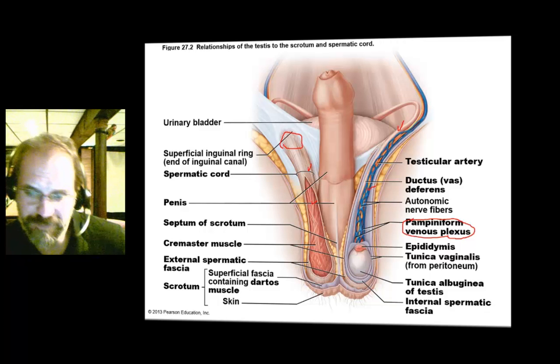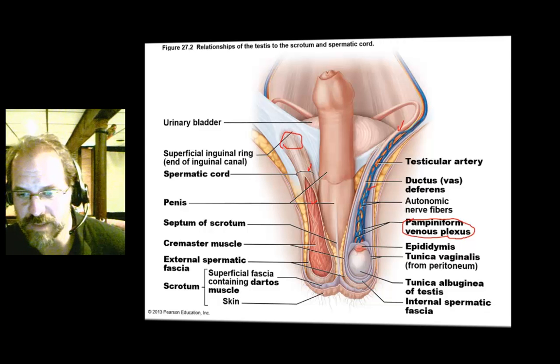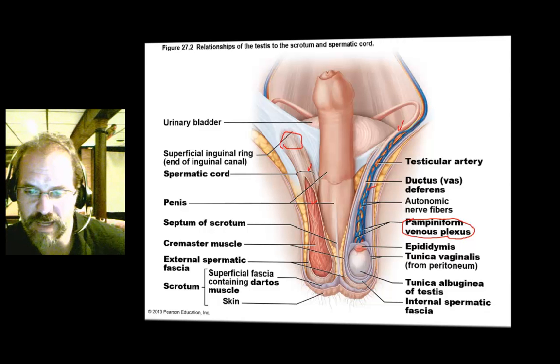And we know that then the vas deferens would connect in the back here to the tail of the epididymis, and there's the head of the epididymis.